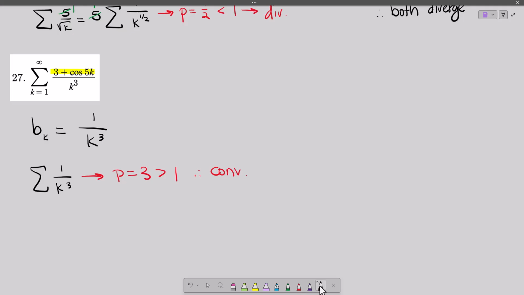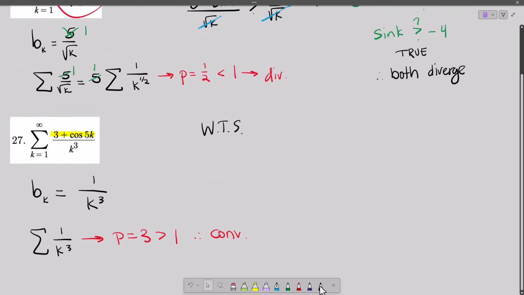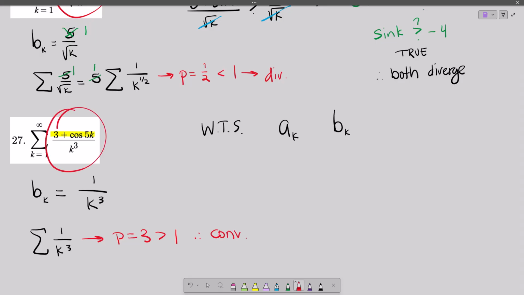So now the comparison test says, let's compare the a's to the b's. So we've got the a sub k, which is the original. A sub k is the one that we are analyzing right there. The b sub k that we selected converges. So the a sub k series will converge if it is smaller than the b sub k series. Smaller than b sub k, smaller than converging will converge. So that's what we would like to show. If we can show that this is true, we're done, then they both converge.